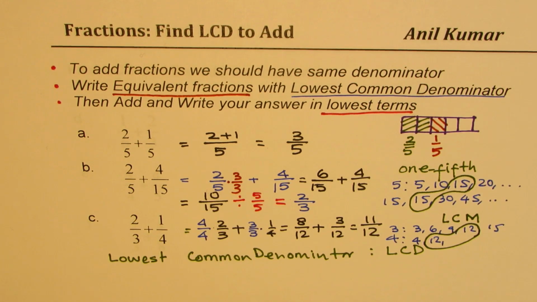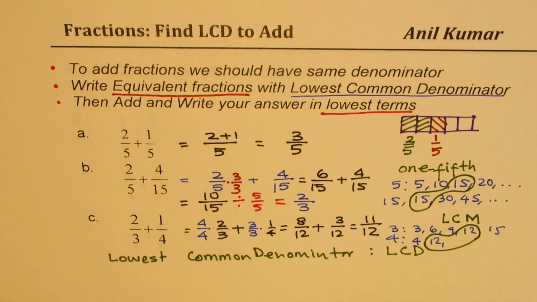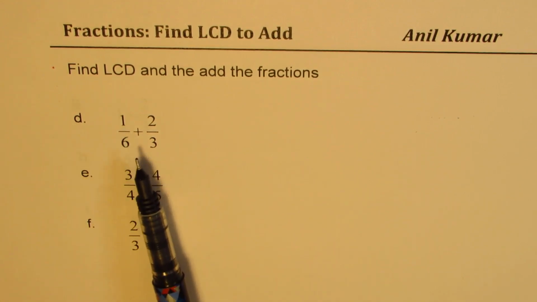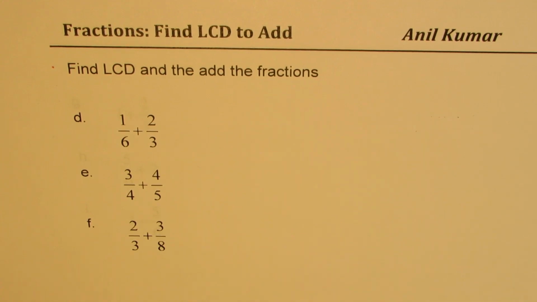Now I hope this strategy is absolutely clear. I'd like you to apply this strategy and solve some questions. So we have a lot of questions for you to practice. Take it as a worksheet, right? So here, D, E, F. 1 over 6 plus 2 over 3. 3 over 4 plus 4 over 5. 2 over 3 plus 3 over 8, right? So these are the next 3 questions.